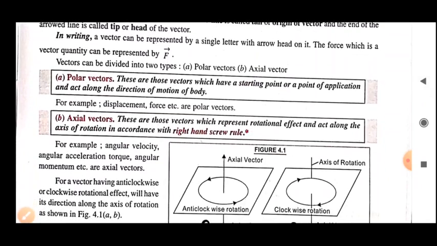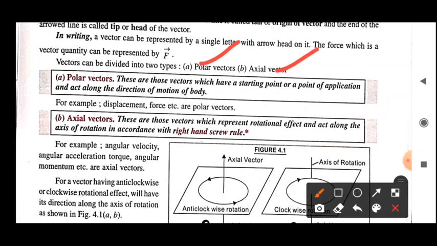Now let's see how many types of vectors we have. Vectors are also of two types. First is polar vectors, second is axial vectors. So what is a polar vector first? Polar vectors are those vectors which have a starting point or a point of application and act along the direction of motion of the body. For example, displacement and force are all polar vectors. They have such a starting point: displacement starts from a point, force starts from a point. So these are all polar vectors.